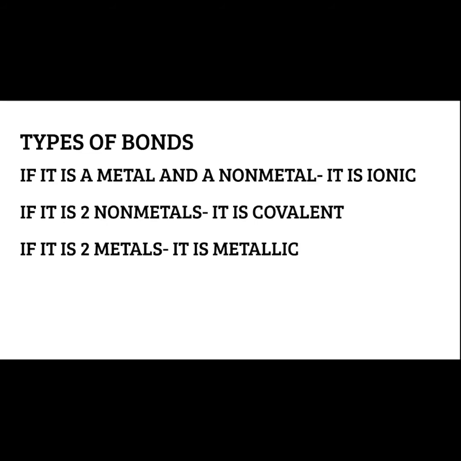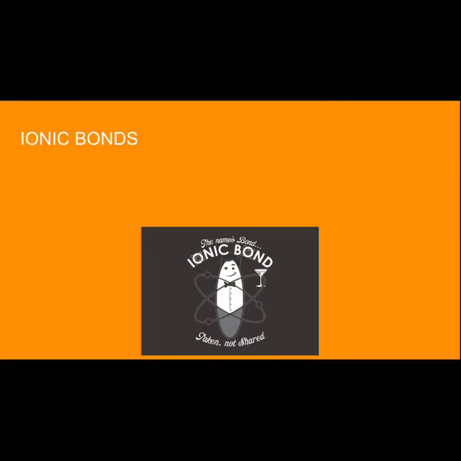There's 3 different types of bonds that you need to know. The first one is called ionic. This is between a metal and a nonmetal. The second one is covalent, which is between 2 nonmetals. And lastly, metallic is between 2 metals. So that's when your periodic table that you colored will come in really handy because everything should be color-coded already.